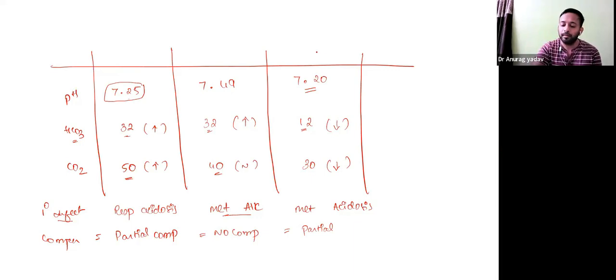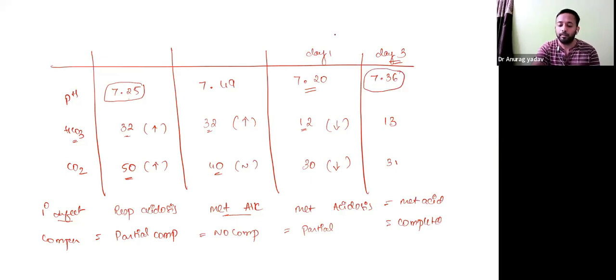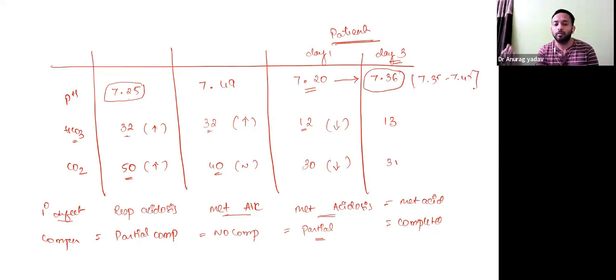Like for example, this is day 1 of the patient. Now take day 3. Now, pH is 7.36. Still these defects are there, 13 and 31. Now you see, it is metabolic acidosis, but with complete compensation, because pH has come back to normal. This is the same patient. Initially, it was metabolic acidosis with partial compensation. After 3 days, the compensation has successfully brought the pH back to normal, 7.35 to 7.45. This is how the body will try to compensate and bring the pH to normal.